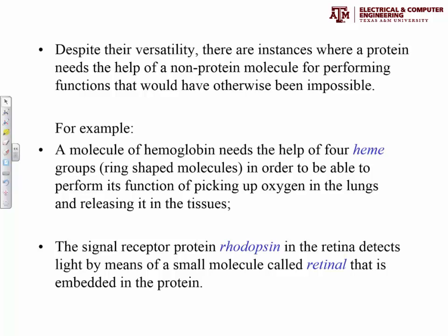Another example is the signal receptor protein rhodopsin in your eye, in the retina. It detects light by means of a small molecule called retinal, which is embedded in the protein. And this retinal is not a protein, it's a different kind of molecule.